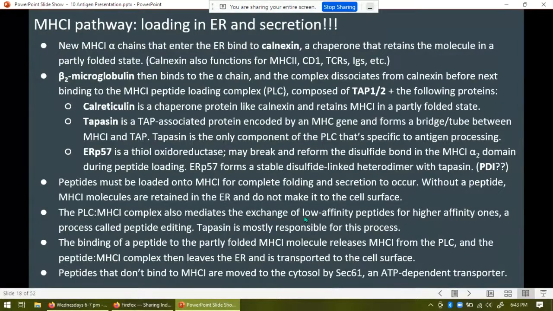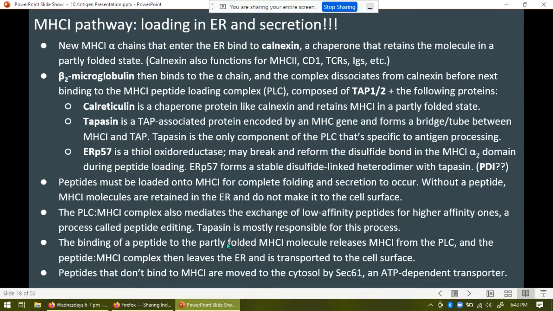The exchange and competition of low affinity peptides for higher affinity peptides is called peptide editing. And it turns out that tapasin is mostly responsible for this process. I think you can knock out all of the other genes and it still sort of works, but tapasin completely gets rid of peptide editing. If you don't have tapasin, you can't do it at all.